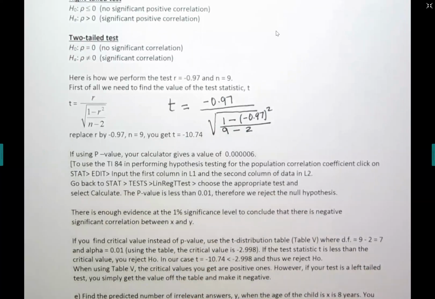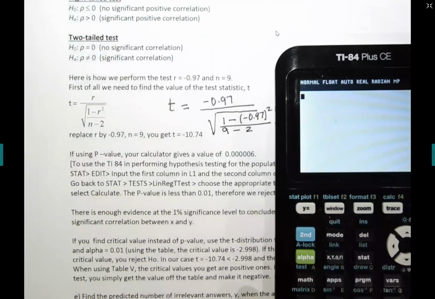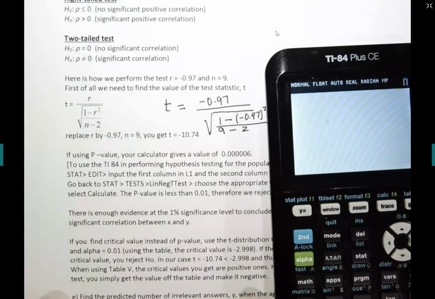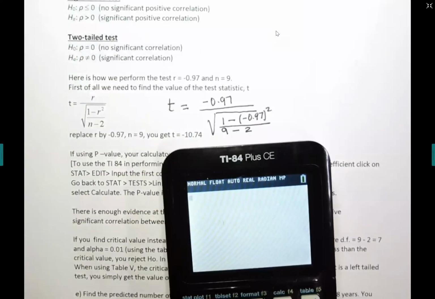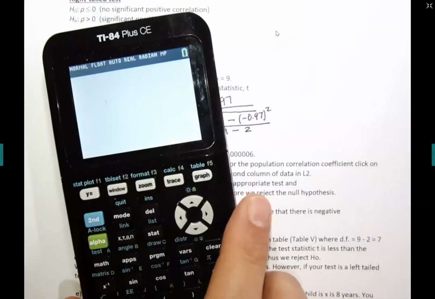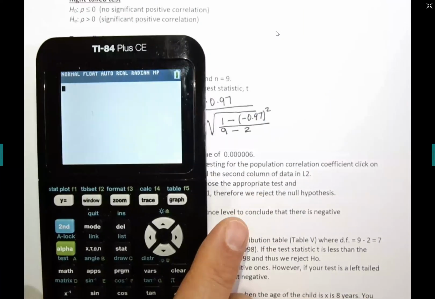How would you do this on the calculator? Let me show you how you can do that. You always can do the linear regression t-test, so you don't have to worry about this. So there's a workaround. But let me just show you how I would have done this.